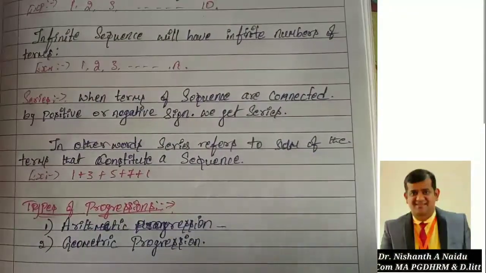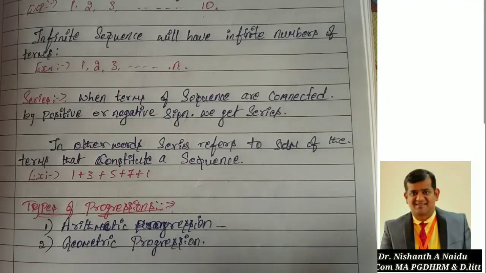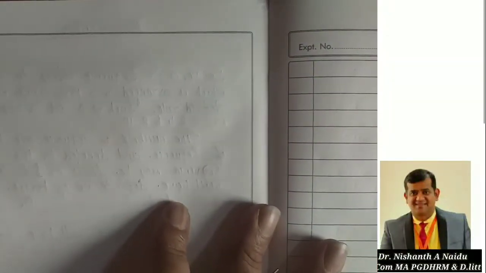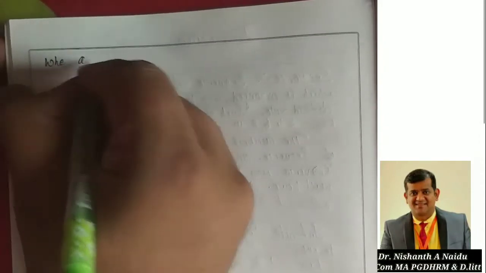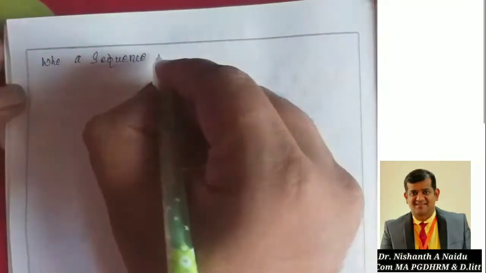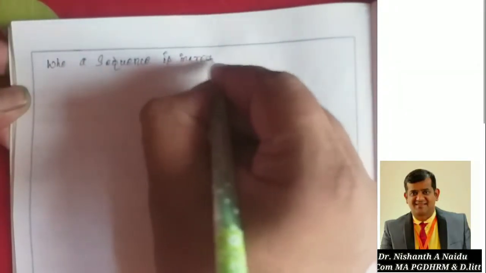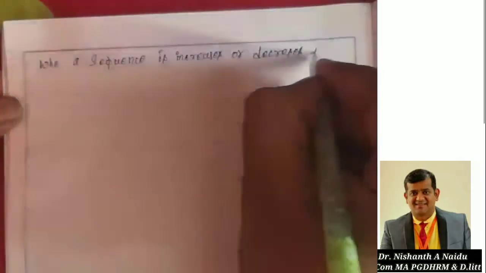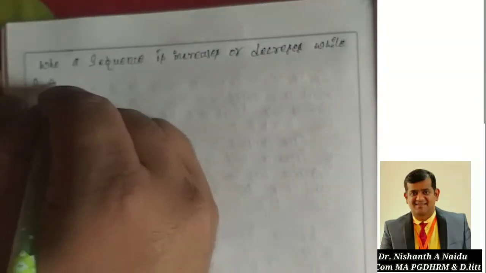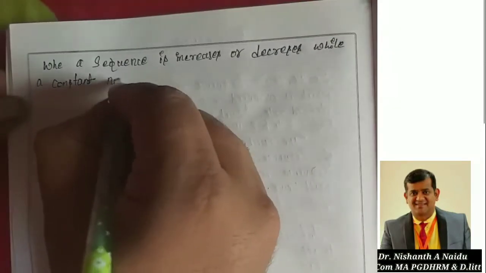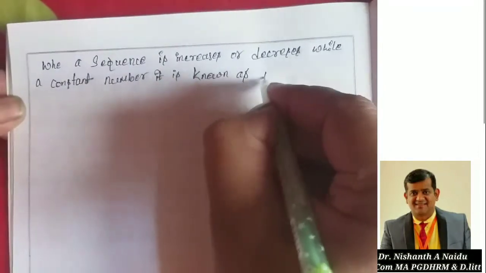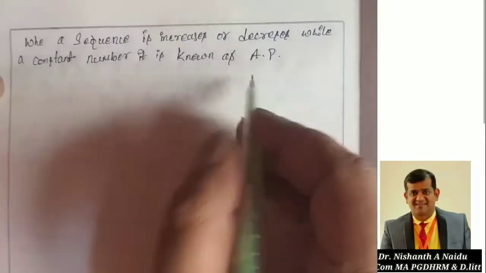When a series increases or decreases by a constant number, it is known as arithmetic progression. Try to understand. It is better I give it with an example so that you will also have clarity. Okay, so let us write it. When a sequence increases or decreases by a constant number, it is known as arithmetic progression, AP in short form. So while solving we call it AP only.